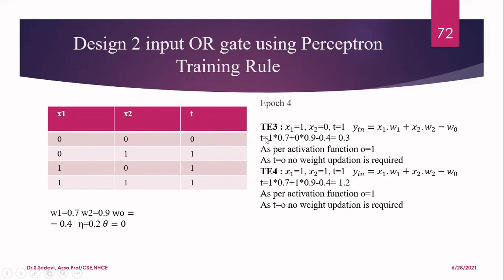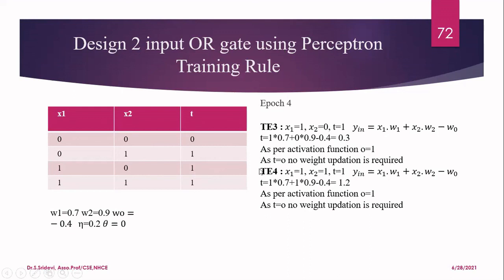Now go to the training example TE3. Take 1, 0. Apply these weights. I am getting the output as 0.3. Since it is greater than the threshold, which is 0, the output from the activation function is 1. And it is the same as the expected output. Therefore, no need for any weight updation.